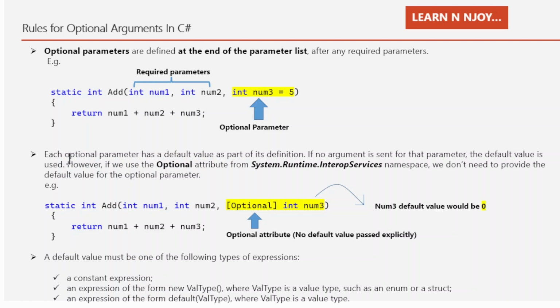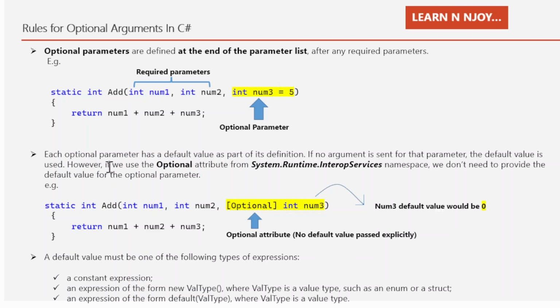Rule number 2 says each optional parameter has a default value as part of its definition. That's what I have given, this value 5 to num3, right? If no argument is sent for that parameter, the default value is used. What it means is, whenever we are going to call this method add, if you are not passing an optional argument, in that case this default value 5 is going to be used for this num3 parameter.